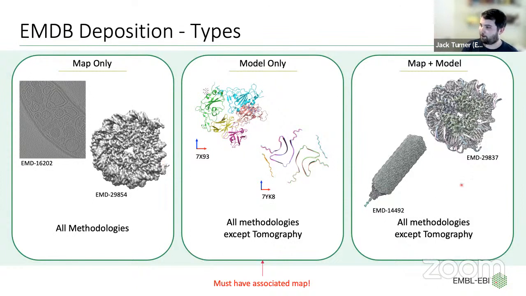And then finally, we have our most common type of deposition, which is the map plus model deposition. And this is where you deposit your map and model at the same time. You provide all the metadata at the same time. It goes for annotation together. You get the validation report, and we deal with it on the side of data out and put everything in the correct place, and you don't have to worry too much about that.